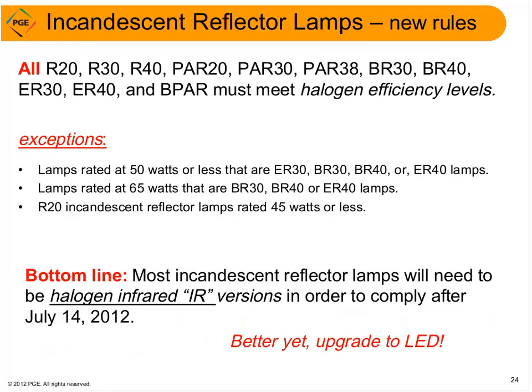So I put up this busy slide because while many of you know that the common light bulb is being phased out through legislation, most people don't realize that the most common reflector type lamps are also being phased out. And what this means is that very soon you won't be able to purchase the most common type of incandescent or halogen reflector lamps. Instead, you're going to have to buy a halogen infrared version of this lamp.